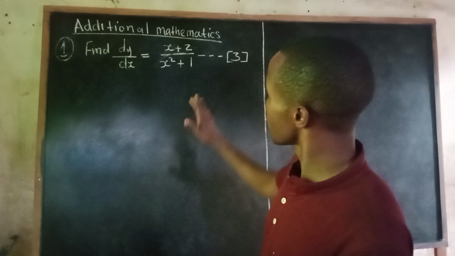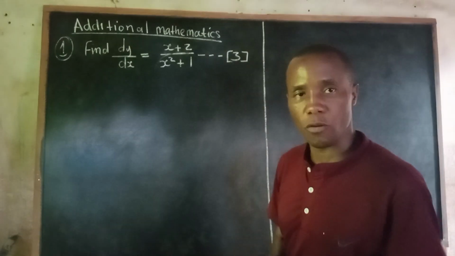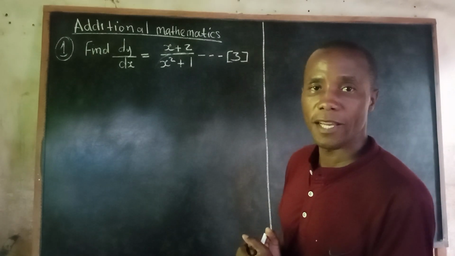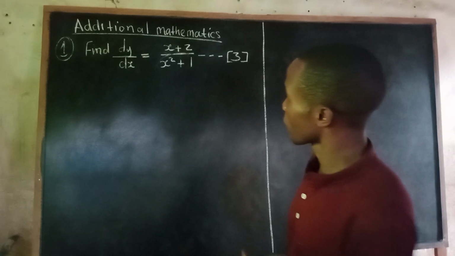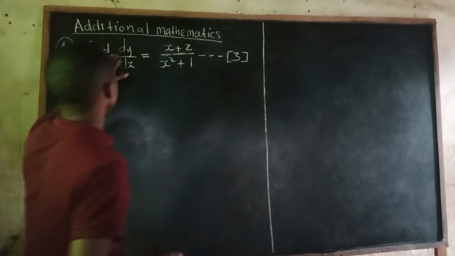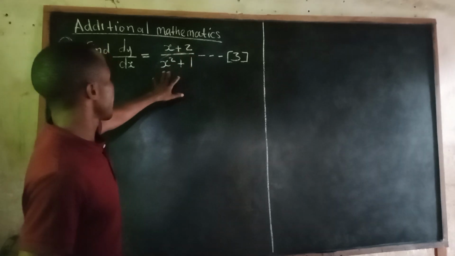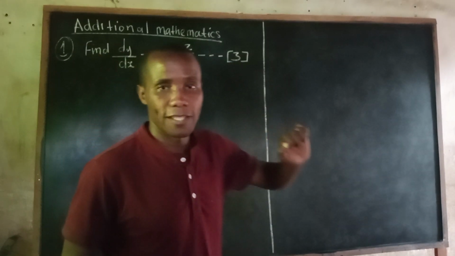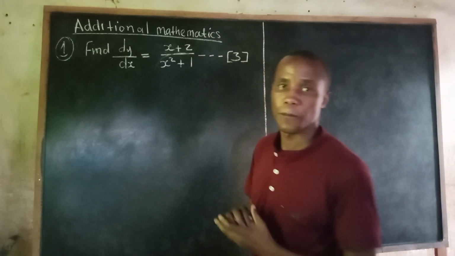So today's lesson we are looking at the question that is displayed on the chalkboard. Quickly let us go through and see how best we can answer this particular question. Find dy/dx if y = (x + 2)/(x² + 1). This question carries 3 marks.